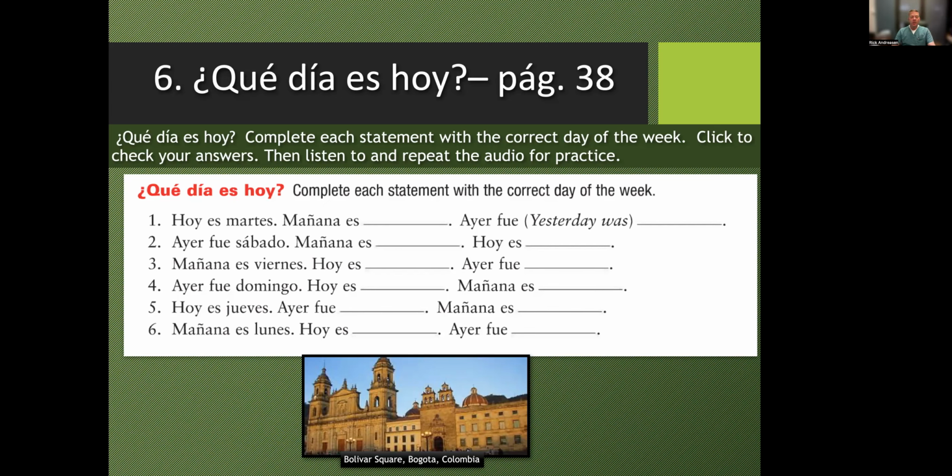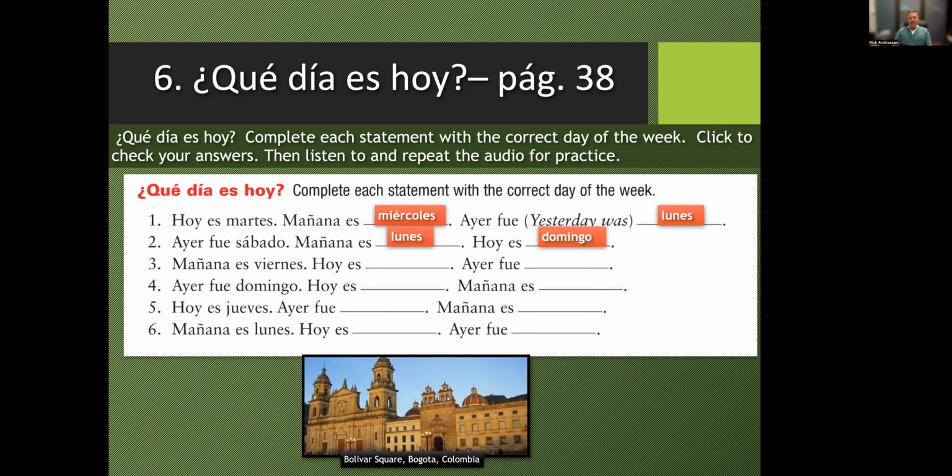Okay, muy bien. Número uno, hoy es martes. Today is Tuesday. Mañana es miércoles. Ayer, yesterday, was. Ayer fue lunes. Número dos, ayer fue sábado. Ayer fue sábado. Mañana es lunes, right? Yesterday was Saturday, which means today, hoy es domingo.